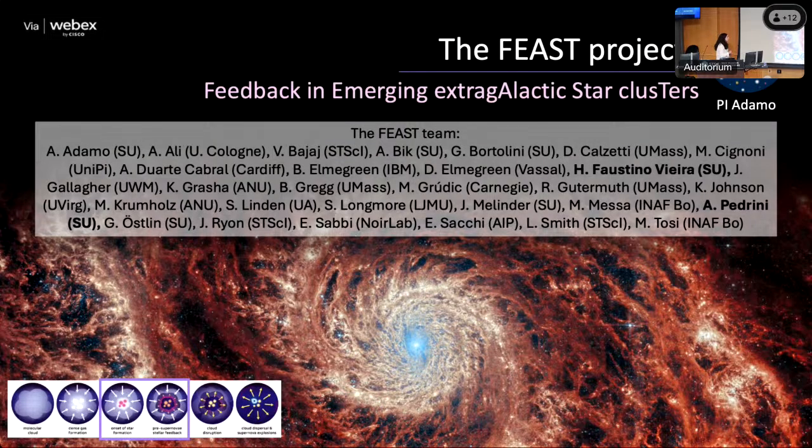Okay, so for the second part of the talk, I wanted to introduce the FEAST project, which stands for Feedback in Emerging Extragalactic Star Clusters. Here's a hopefully comprehensive list of everyone in the team. And you've already seen some of these images in some of the talks this week, which has made us really happy. So FEAST is trying to pierce into the hidden stages of star formation, the really young stages, which have been practically inaccessible at the resolutions needed for nearby galaxies before JWST.